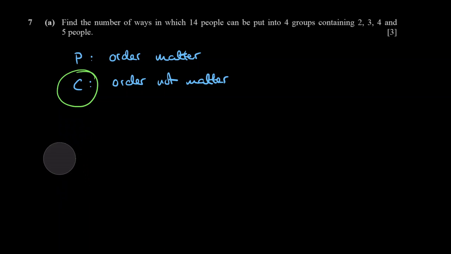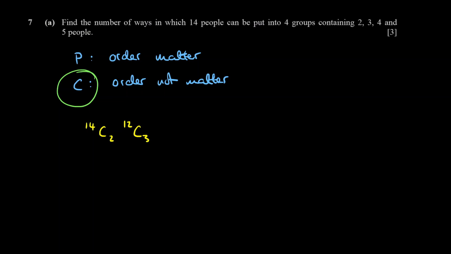So we're using combinations. First, you want to ask the question, how many ways can we choose 2 people from 14? The number of ways we can do that is 14C2. And then, having chosen 2 people, we've got 12 people left. And from those 12 people, we want to create a group of 3. How many ways can we choose 3 people from 12 people? The answer to that is going to be 12C3.